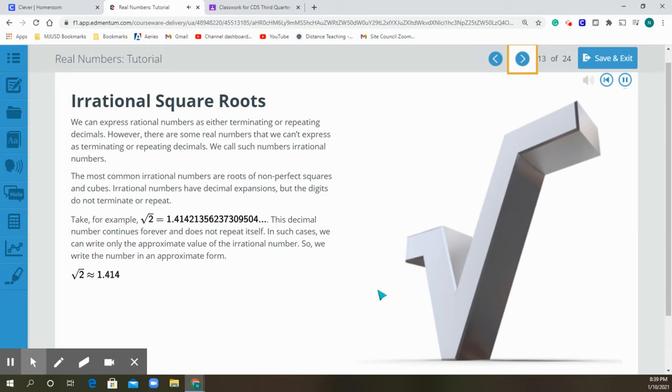Take, for example, the square root of 2 equals 1.414213563099504. This decimal number continues forever and does not repeat itself. In such cases, we can write only the approximate value of the irrational number. So, we write the number in an approximate form. The square root of 2 approximately is equal to 1.414.